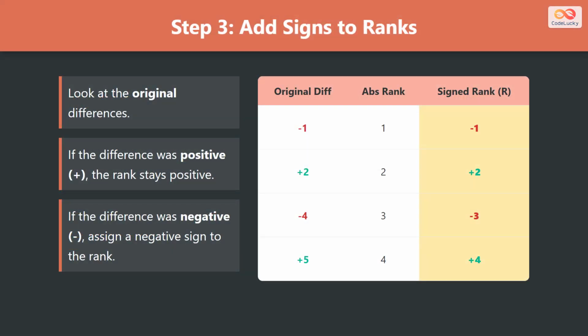In step 3, we bring the signs back. Look at your original differences. If a difference was negative, its assigned rank becomes negative. If the difference was positive, the rank remains positive. This preserves the direction of the change.